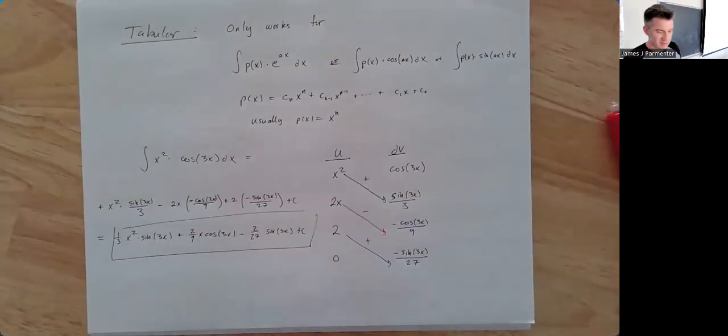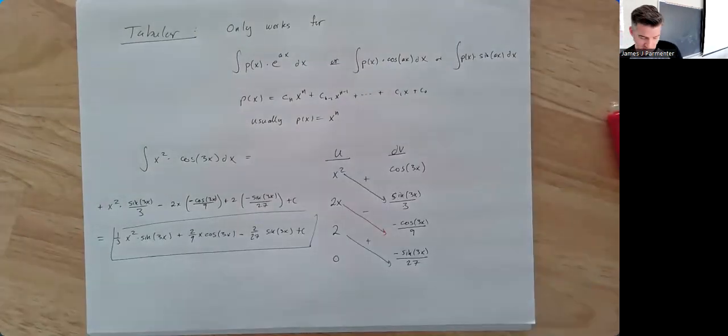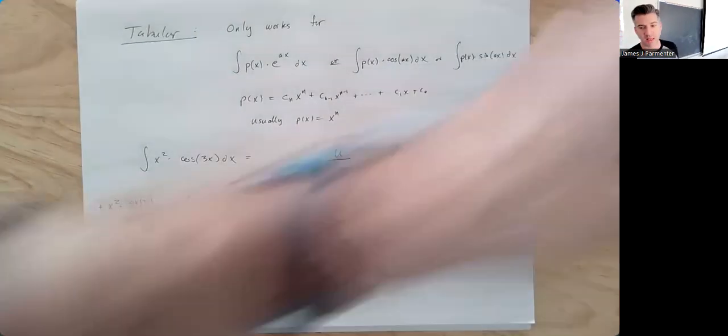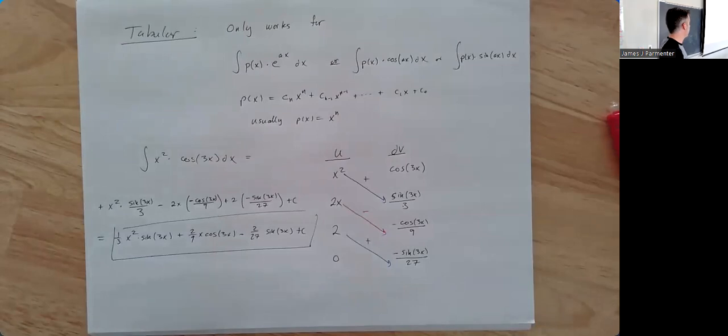Usually if people want to use it, they'll say you're allowed to use it. So what I would say is, if you're being asked to do something like x squared times e to the x or x squared times sine, it's reasonable to expect students not to use tabular. But really after x squared, it's just so much work to keep doing the repeated integration by parts.